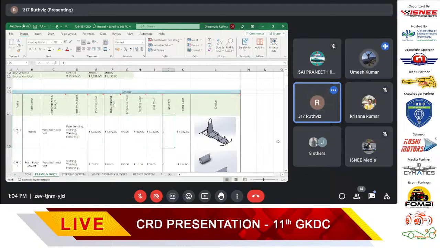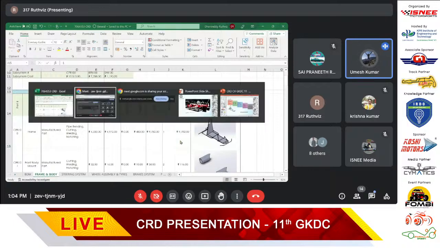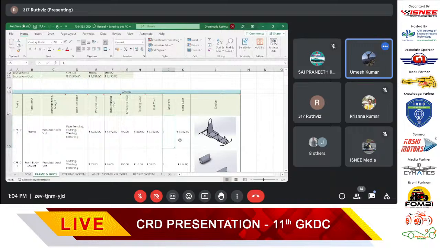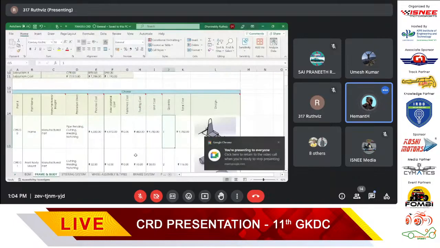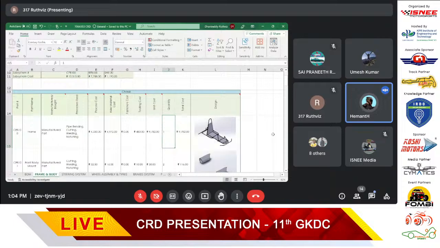For what? I didn't get you, sir. For what did you take cutting? You have used cutting as a process also, and here in tooling cost. What is this cutting associated with? Sir, here we took long lengths of pipes, so we need to cut them into separate segments as per the requirements. Okay, understood. Cutting as a process also you have used.